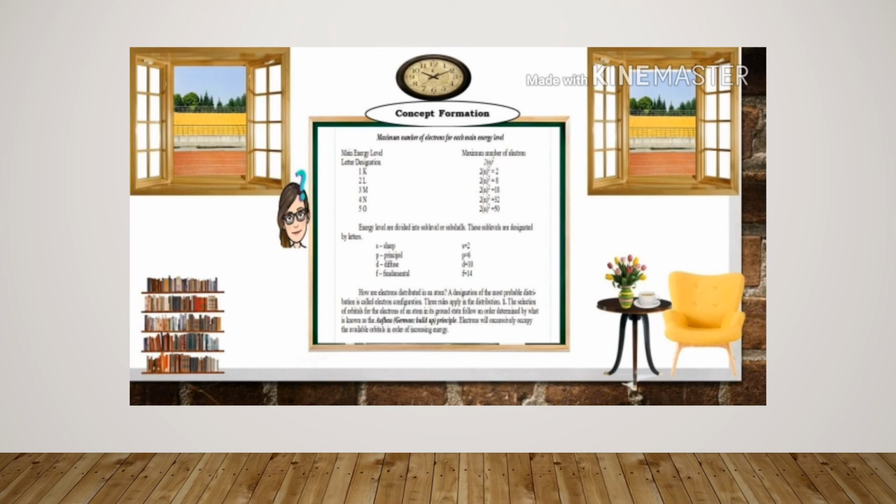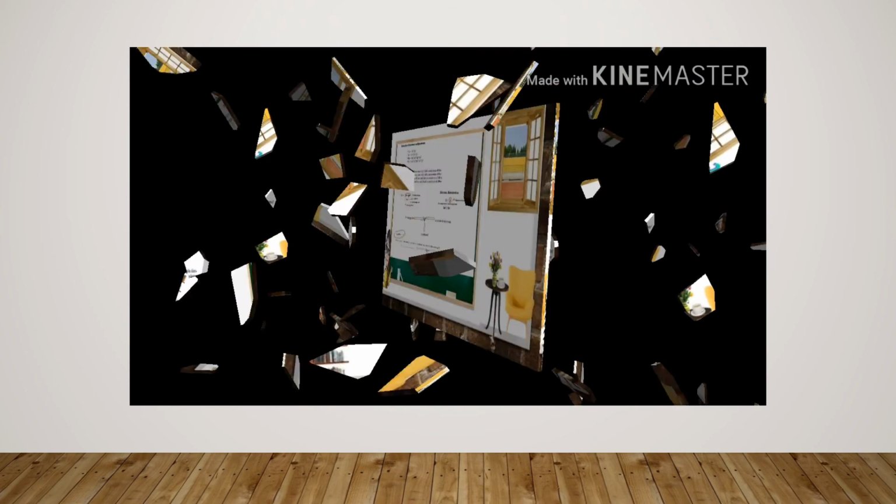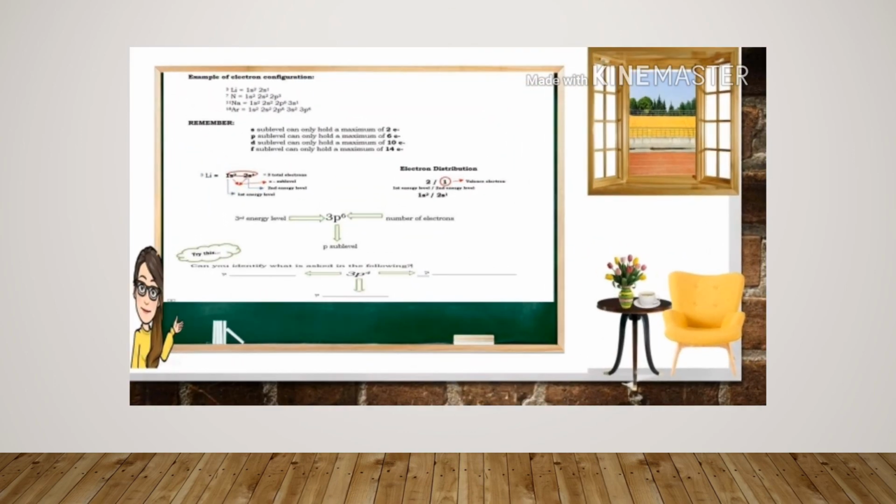Energy levels are divided into sublevels or subshells. These subshells or sublevels are designated by letters. S stands for sharp, P for principal, D for diffuse, and F for fundamental. The S sublevel can only hold 2 electrons. P holds 6 electrons. D can only hold 10, and F can only hold 14 electrons, and that is the maximum.